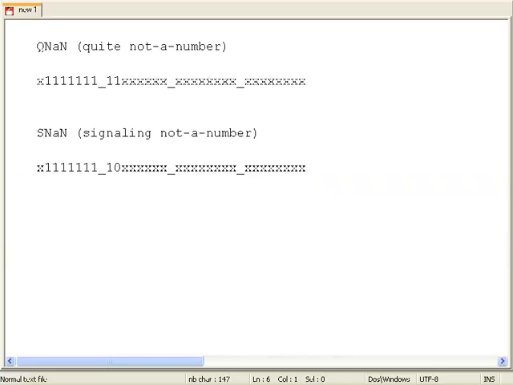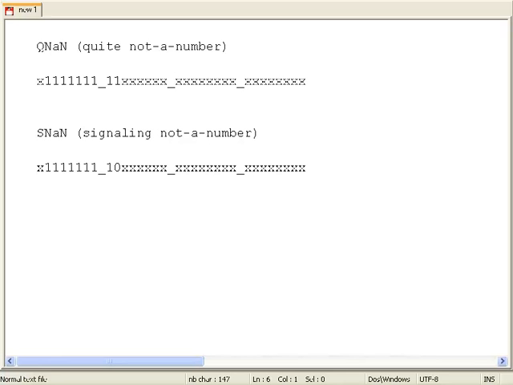Now there are 2 more special values, and they are called quiet not a number and signaling not a number. Some operations result in indeterminate values, and for those cases the result would be quiet not a number. It's a special value to indicate an indeterminate value. Signaling not a number is what you would use as the result of an operation that was illegal, an operation that didn't really make any sense.